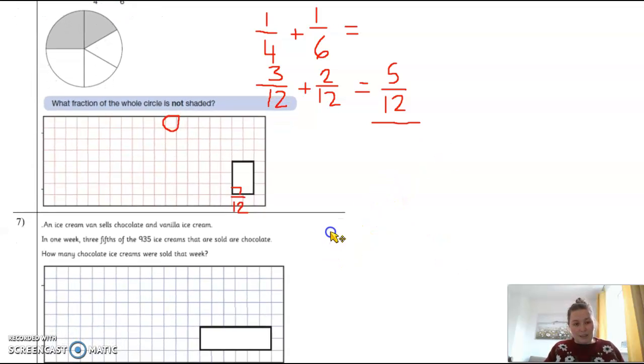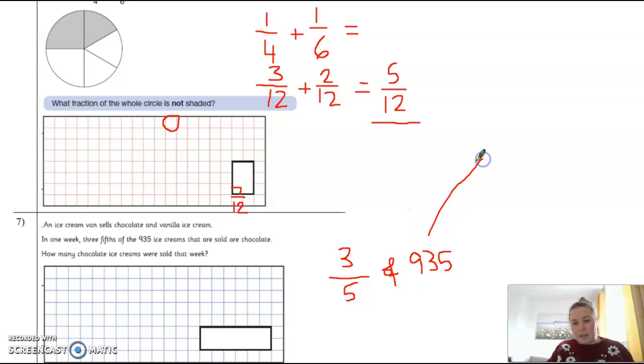Let's look at the last question then. An ice cream van sells chocolate and vanilla ice cream. In 1 week, 3/5 of the 935 ice creams that are sold are chocolate. How many chocolate ice creams were sold? So I know that 3/5 of 935 are chocolate. So I'm going to work out 3/5 of 935.